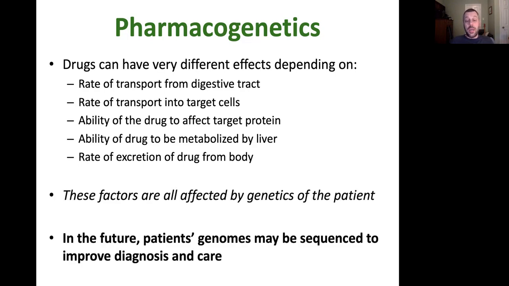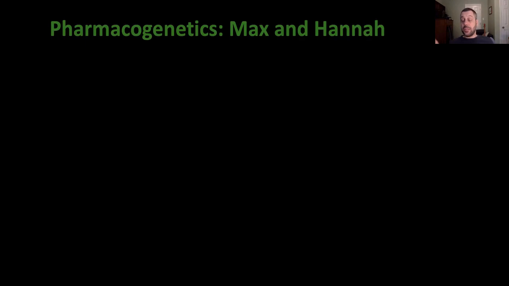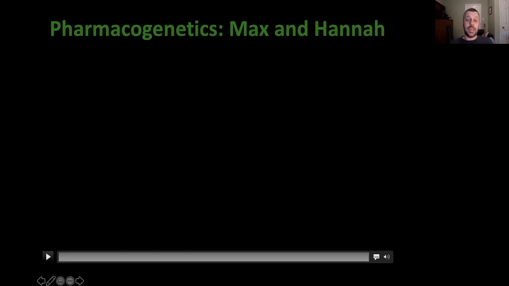So in the future, it is probably true that your genome may be sequenced to improve your diagnosis and care. That might be particularly true in terms of what are sometimes called off-target effects or side effects of drugs. Some people suffer from horrible side effects, some people don't. You might be able to predict that by sequencing someone's DNA. So let's watch this little video of Max and Hannah just to flesh out that idea a little bit.